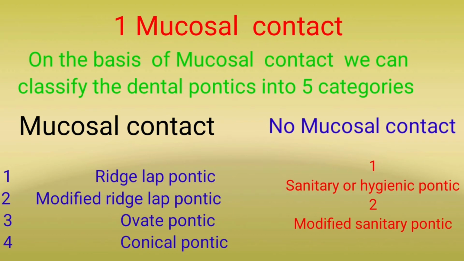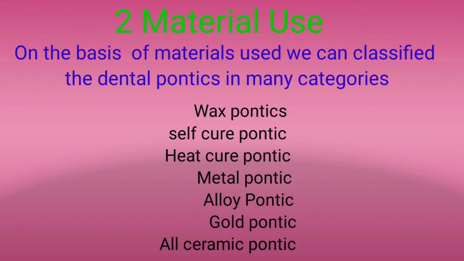Number 1. Mucosal contact. On the basis of mucosal contact, we can classify the dental pontics into 2 categories. Mucosal contact, no mucosal contact. Mucosal contact: Number 1. Ridge lap pontic. Number 2. Modified ridge lap pontic. Number 3. Ovate pontic. Number 4. Conical pontic. No mucosal contact: Number 1. Sanitary or hygienic pontic. Number 2. Modified sanitary pontic.